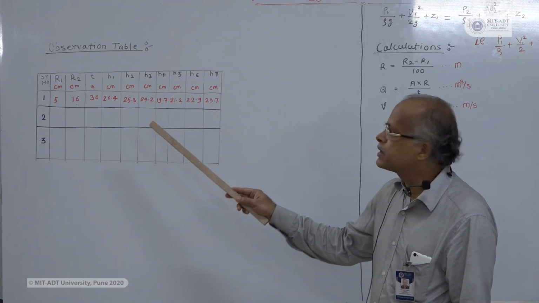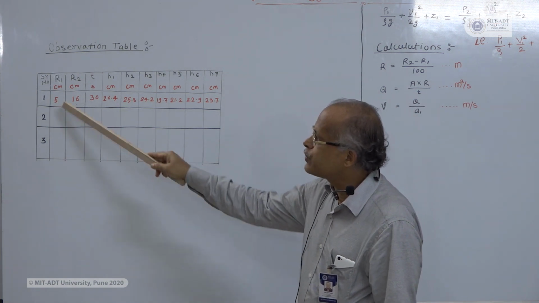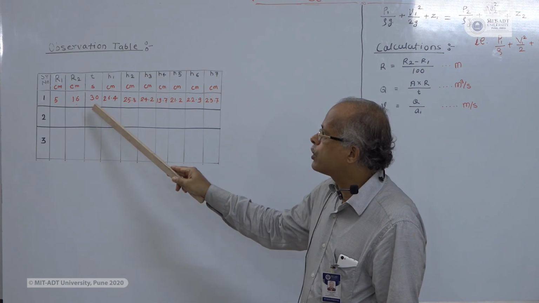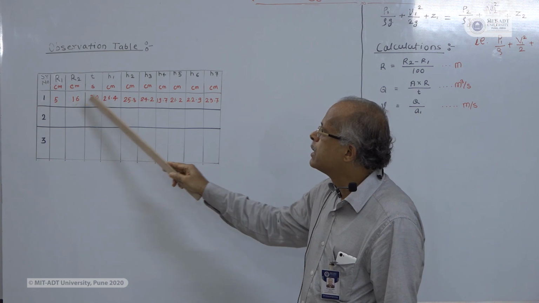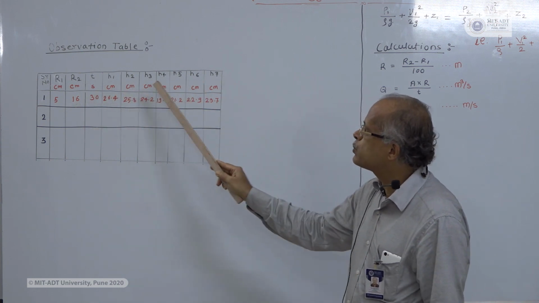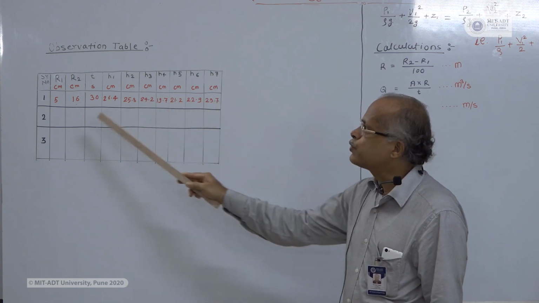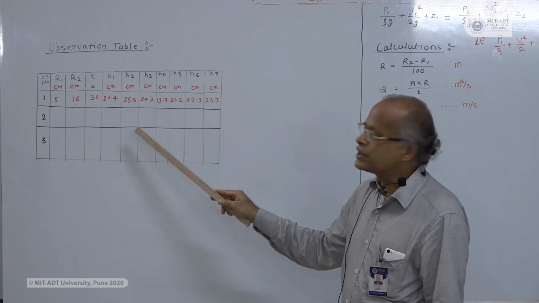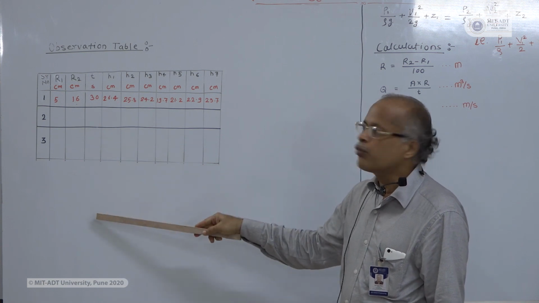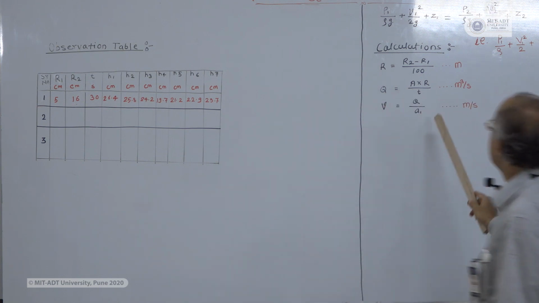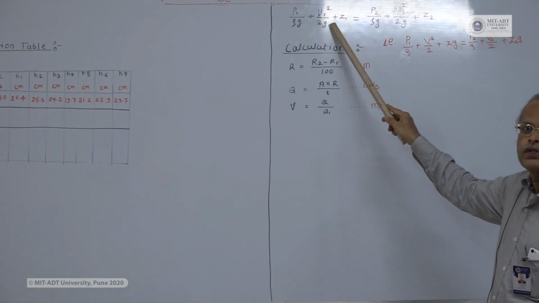For this first set, R1 we are maintaining constant at 5 centimeters for all the readings. For 30 seconds, we get R2 equal to 16 centimeters. Then the piezometer readings H1, H2, H3, H4, H5, H6, H7 are as indicated. So this is one set of readings. By adjusting the flow, the experiment is repeated for 2 to 4 more sets, and the quantities are calculated, that is P by rho g plus V squared by 2g.